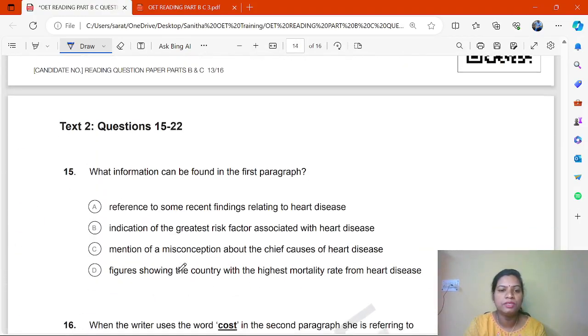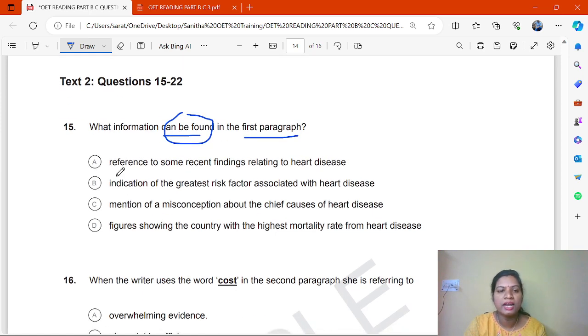Come to the first question. First question: what information can be found in the first paragraph? There is so much information we can find in the paragraph. That is the question. Then you have to read the question, and you also have to read the options. First option: references to some recent findings relating to heart disease.